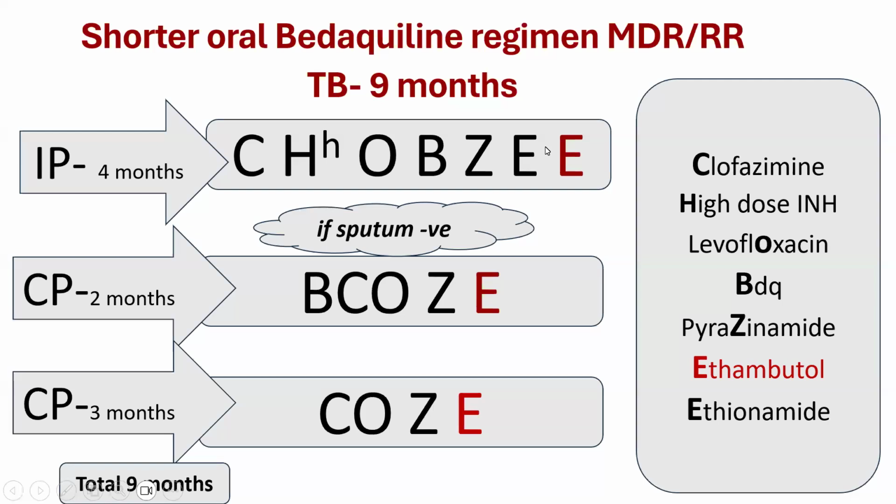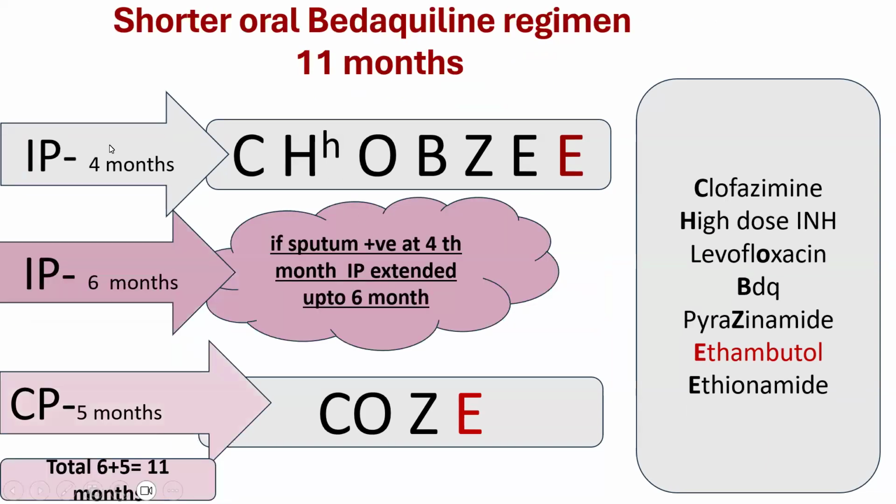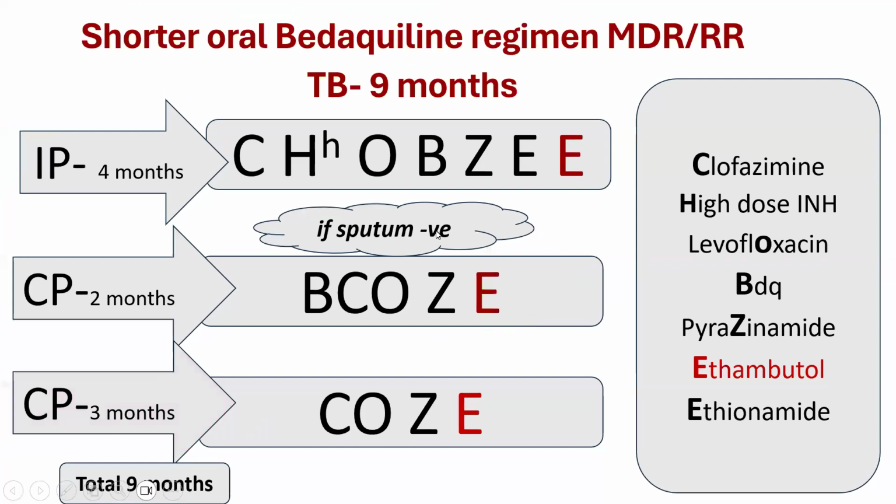This is the shorter oral bedaquiline regimen. Suppose the sputum is not negative at the end of 4 months, what is the regimen? The sputum is still positive after the intensive phase. We can continue the same intensive phase for another 2 months, okay, 6 months. Then we can continue BCLZE for 5 months. That is totally 11 months of treatment. Okay, so same drugs, JOBZEEC and then CLZE, if the person does not convert to negative. If still positive after 4 months, we can extend the intensive phase. Suppose you don't remember this 11 months, remember this first one, 9 months. Okay, this is very important.